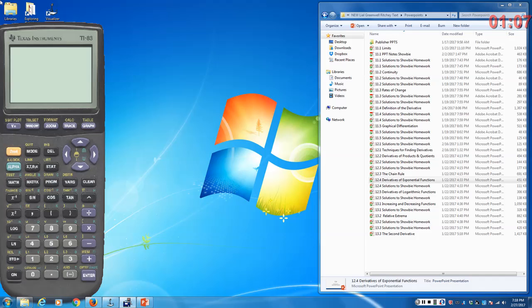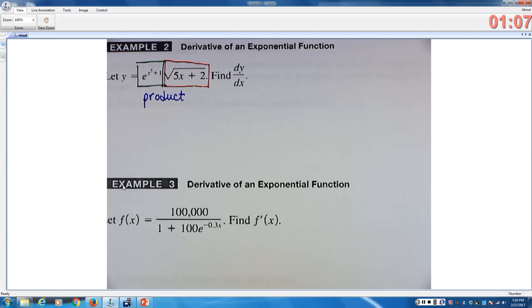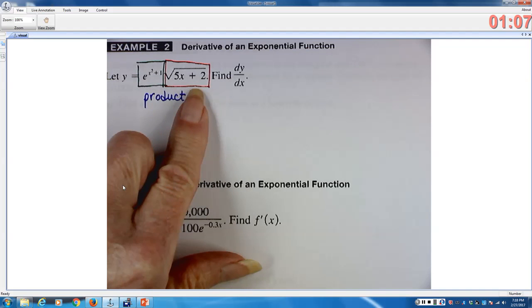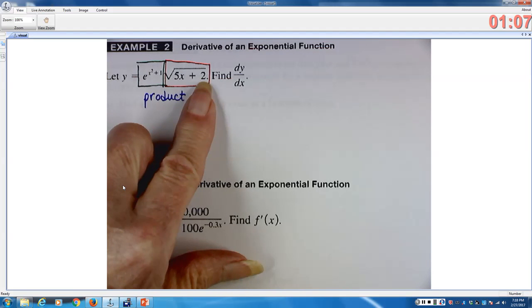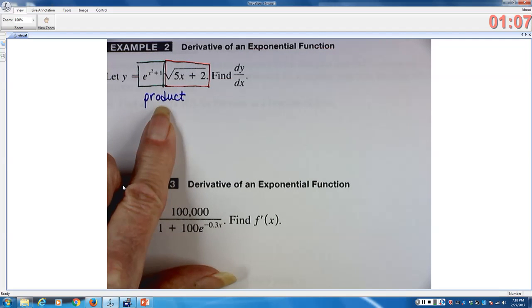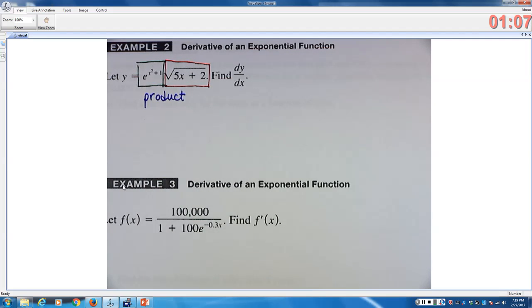Oh, sorry. Forgot to hit the other button. So yes, this is exponential. This is a chain rule problem because that's the same as 5x plus 2 to the 1/2 power. And this is this multiplied times that, which makes it a product. So we're going to take this one step at a time.